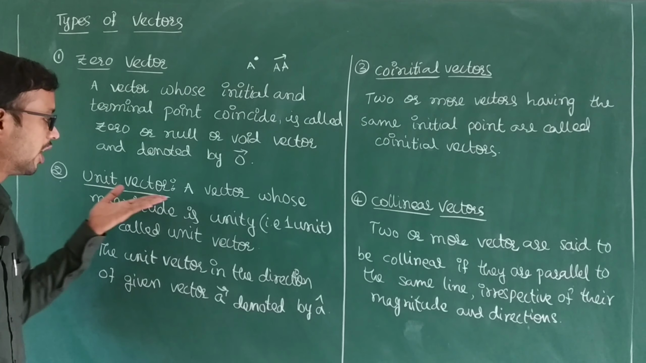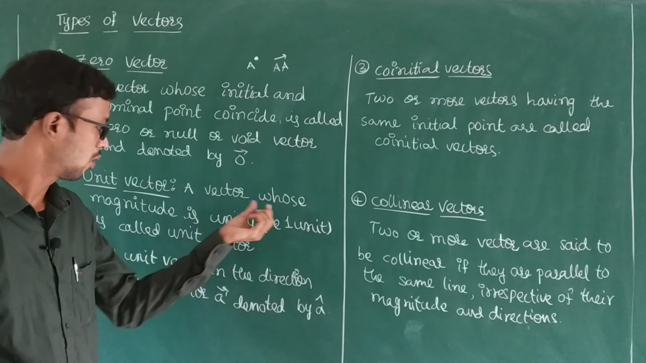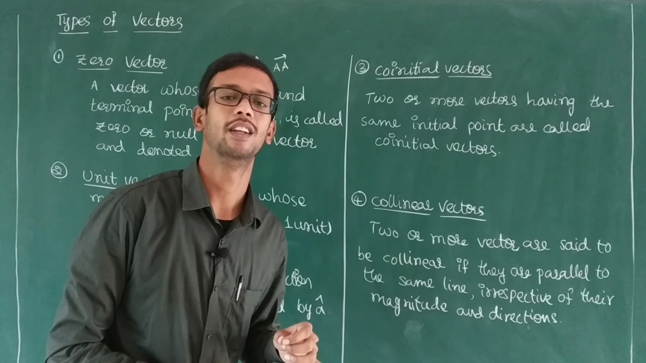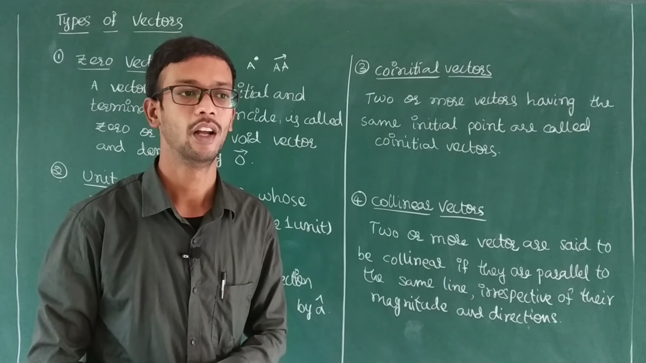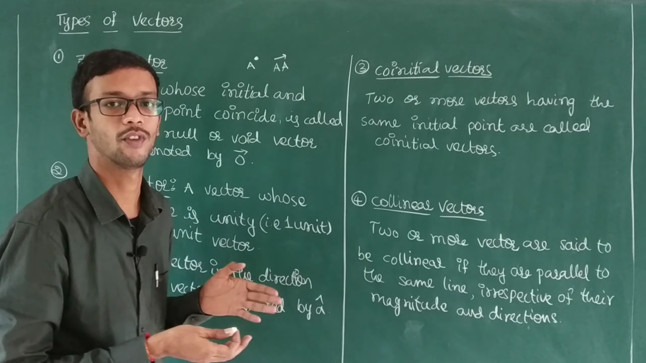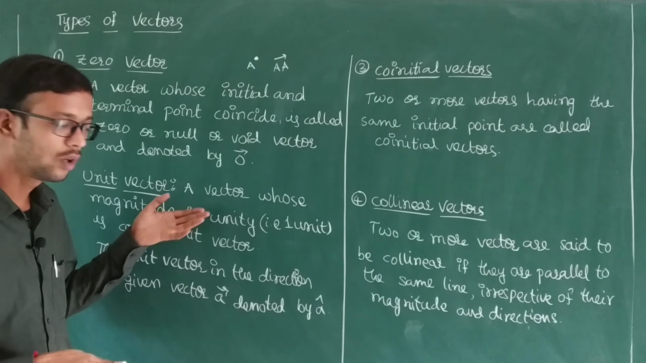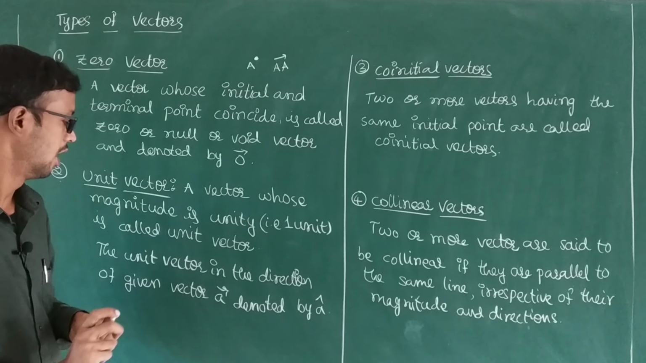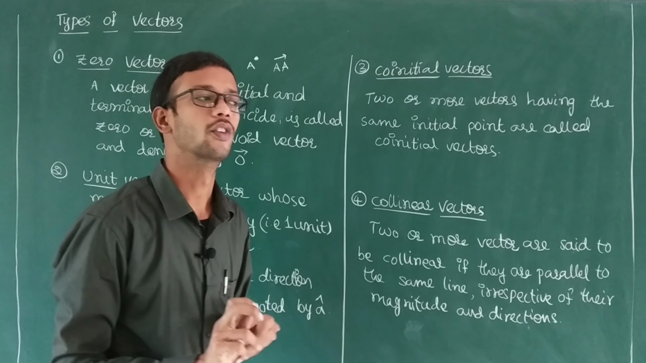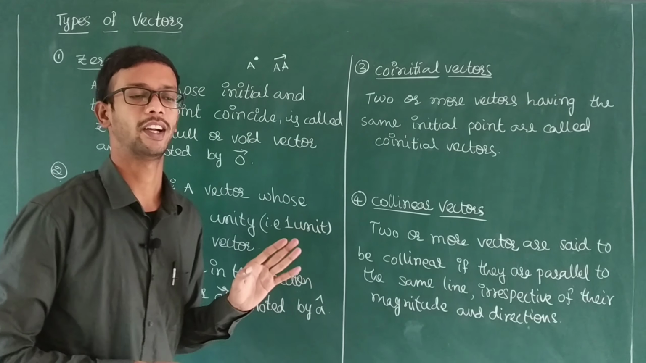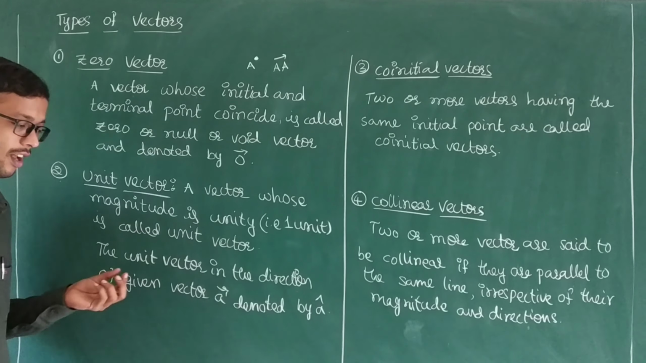Next one, unit vector. A vector whose magnitude is unity. Magnitude is unity, that is nothing but one unit magnitude or distance. We will use the distance formula for magnitude. So if the magnitude is unity, then that type of vector is called a unit vector.